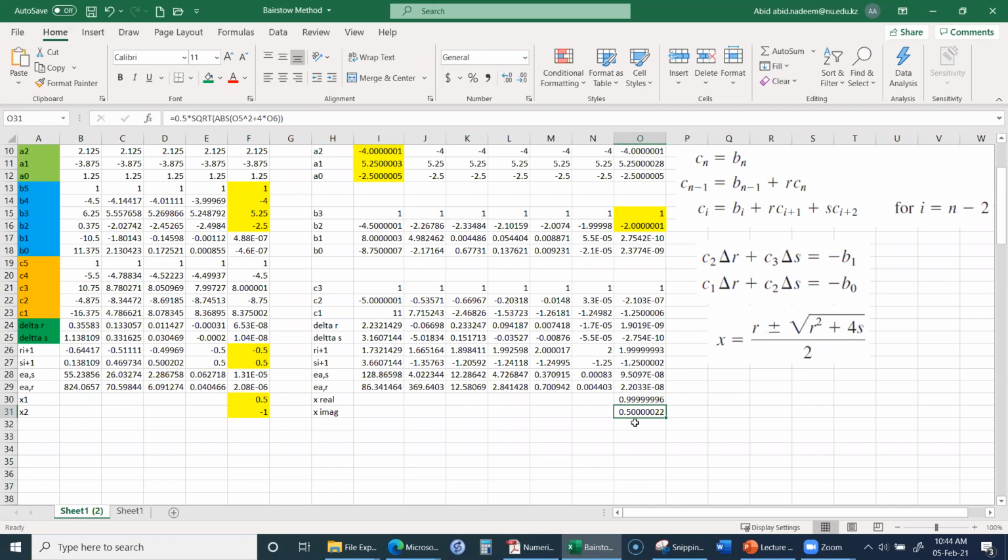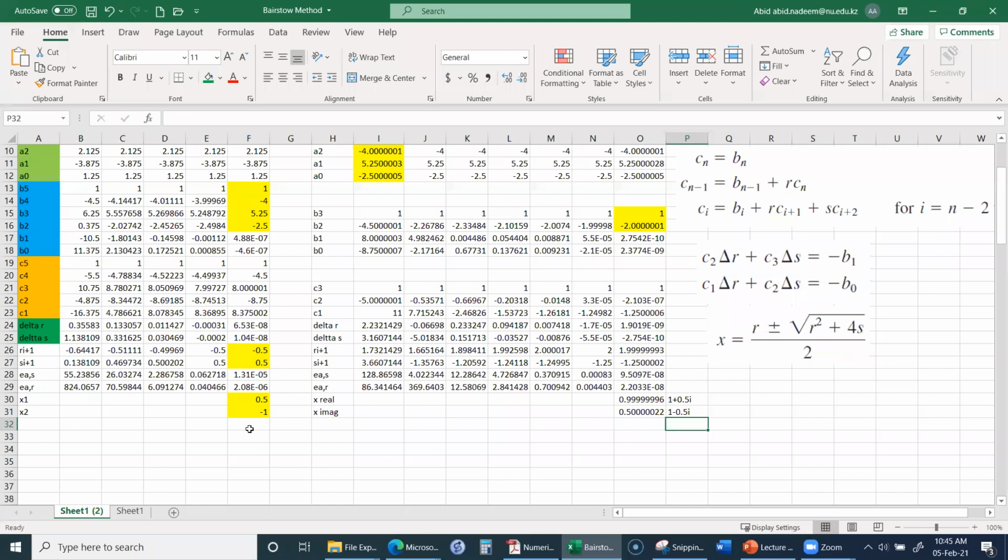So this will be 0.5. So the answer over here will actually be 1 plus 0.5i, and the other conjugate answer will be 1 minus 0.5i. So these are the two complex roots over here.